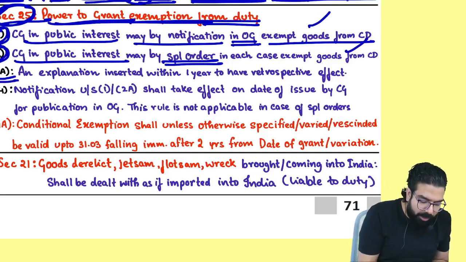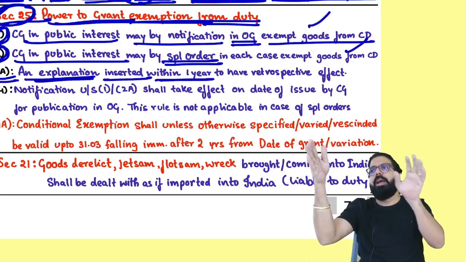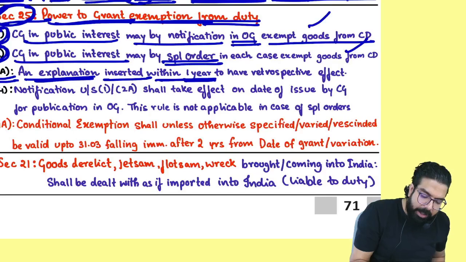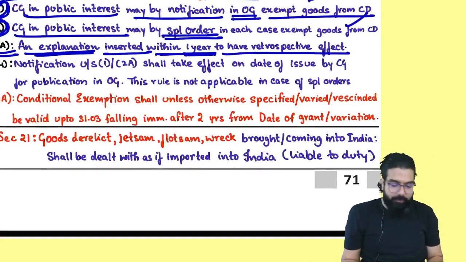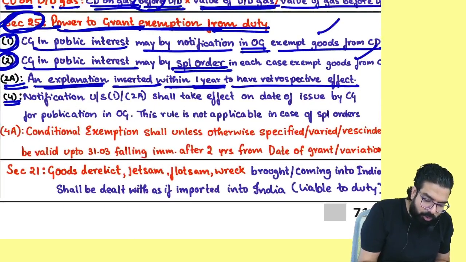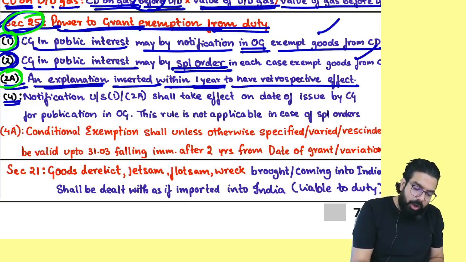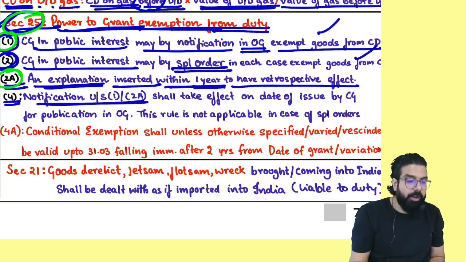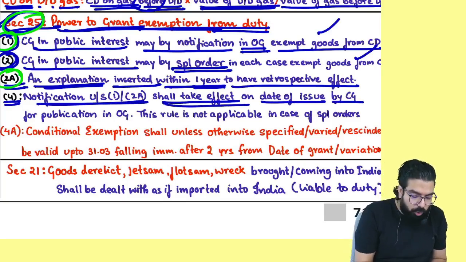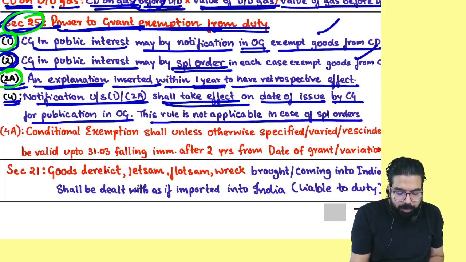Third, if the government wants to insert an explanation, it can explain. If an exemption is given and the government wants to explain something, it can explain within how much time? 1 year. And that will have retrospective effect. The next one over here, sir, remember the notifications issued under section 25(1) and 2A: always remember, notifications under 1 and 2A shall take effect on the date of issue by the central government for publication in the official gazette. This rule is not applicable for special orders.